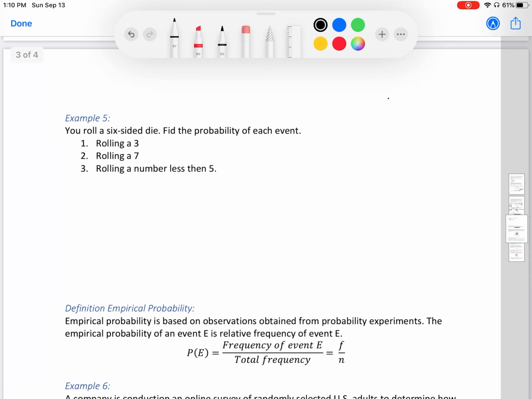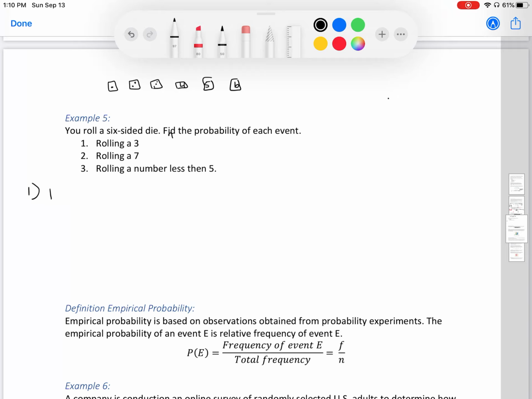Example 5. You roll a 6-sided die. Find the probability of each event. Okay, so a regular 6-sided die, we have 1, 2, 3, right? And then you have 4, 5, 6 different options. You have dots to represent those numbers.